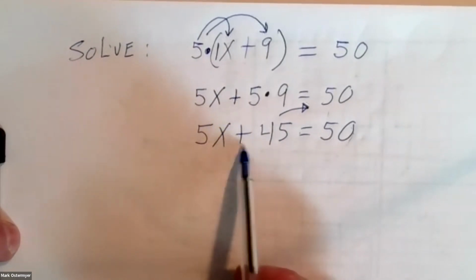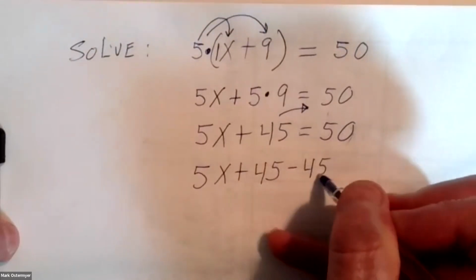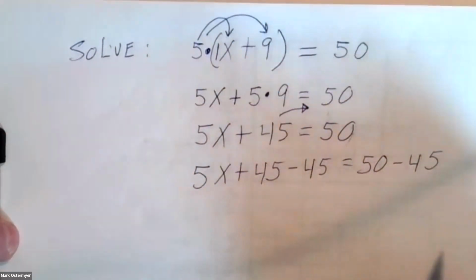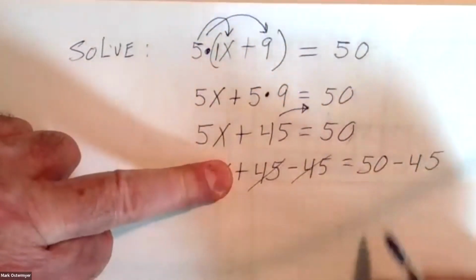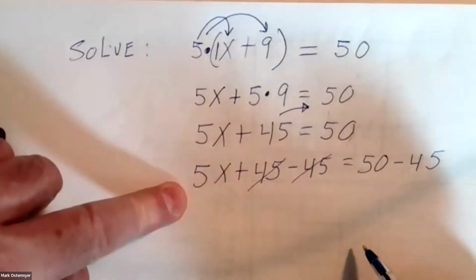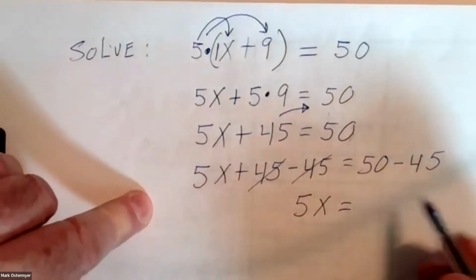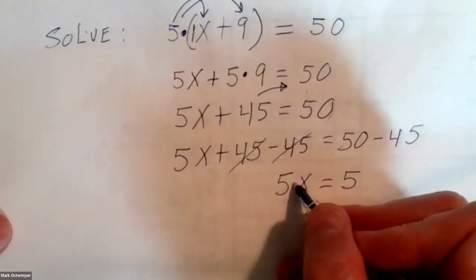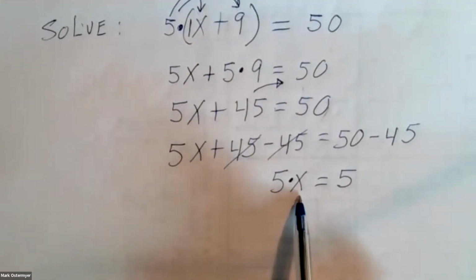How do we undo addition? Subtraction. So we're going to have to subtract 45 from the left side of our equation. And I'm going to also have to subtract it from the right side of my equation in keeping with the subtraction property of equality. The 45s drop out on the left side to 0. They're gone. And it leaves us with just 5x. Now, what's 50 take away 45 on the right? 5.